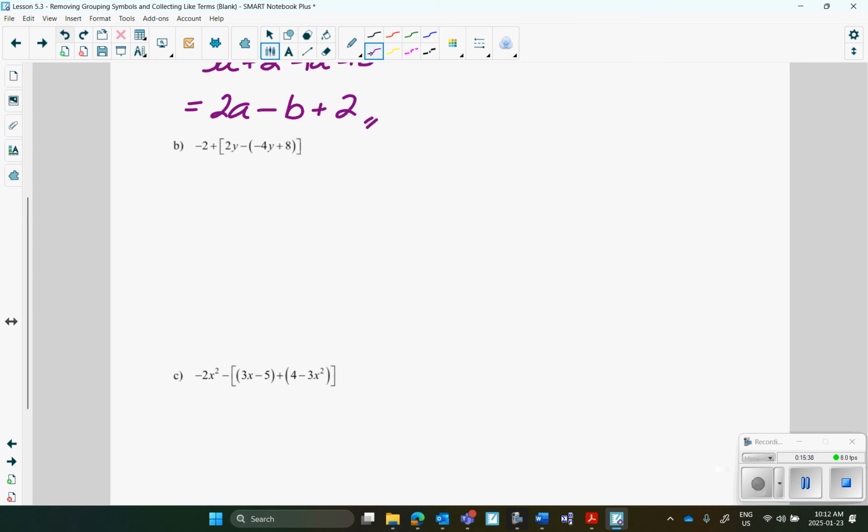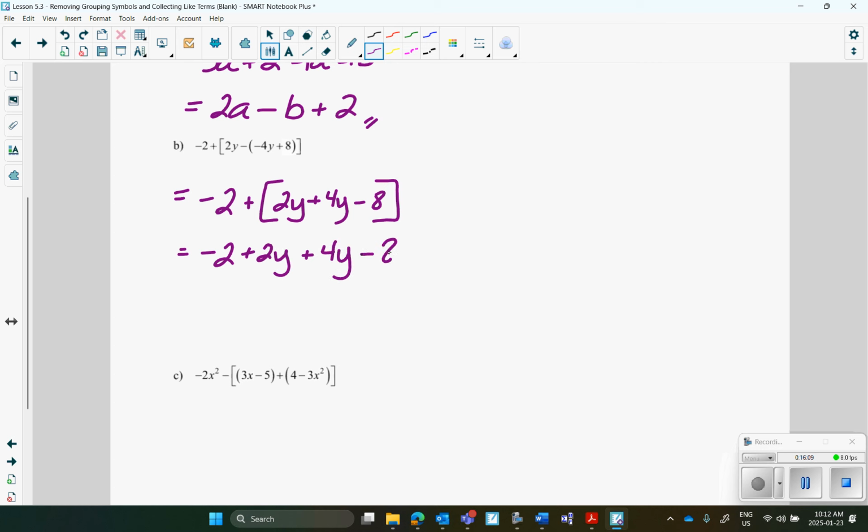So first step, we're only taking out the parentheses. And when we do, minus minus becomes plus 4y, minus plus 8 becomes minus 8. Second step, taking out the brackets. Because there's a plus in front, nothing changes. Plus 2y, plus 4y, minus 8. Collect like terms. And we get this. Good.